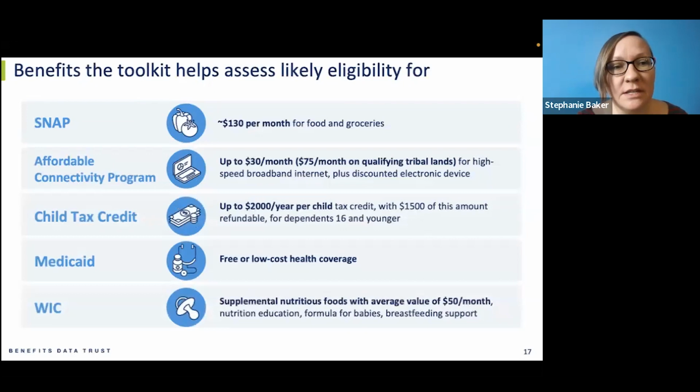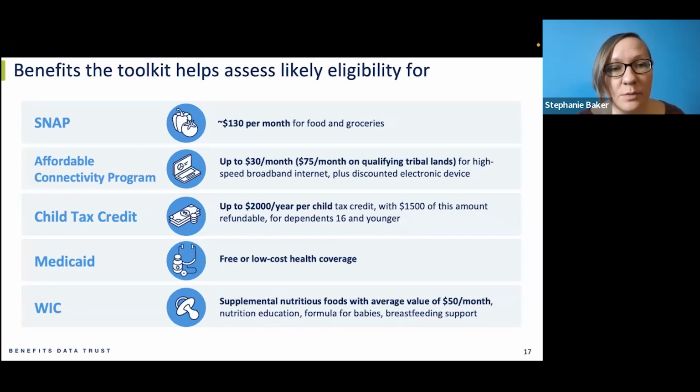So just briefly, for the 5 benefits we cover in the toolkit, we wanted to share a little bit about the value of those benefits for students in need, for anyone who might be familiar with any one of these programs. SNAP, the Supplemental Nutrition Assistance Program, provides an average of $130 a month toward food and groceries. That's going to vary a little bit by household size and by state, but just to give you an idea of what that could mean for a student in need of food assistance.